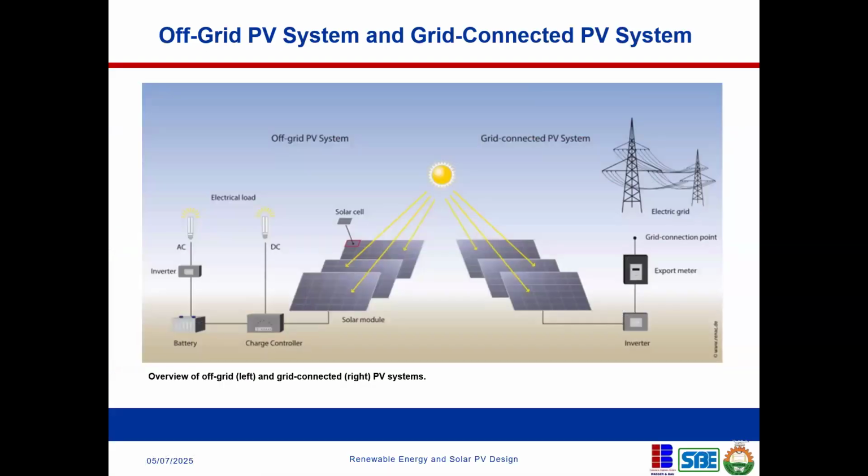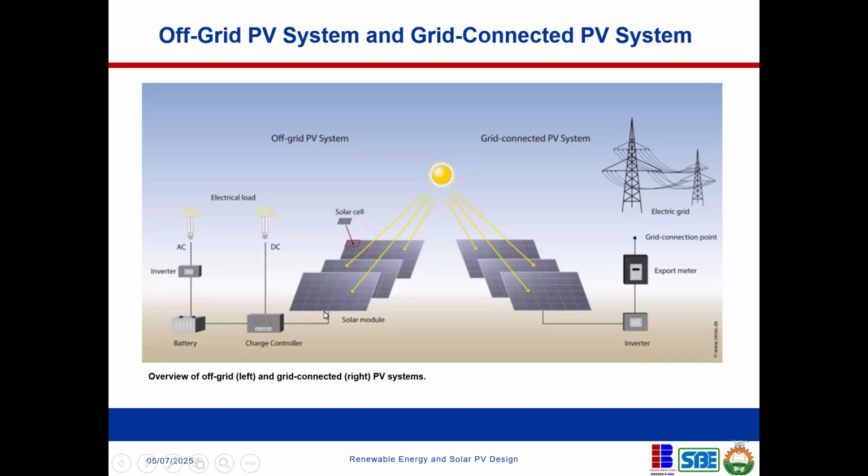So let us look at different configurations of a PV system. We have the off-grid and we have the grid-connected PV system. Let's start from the off-grid PV system. The off-grid PV system has elements like, okay, you have the sun, which is the primary source of the energy. It goes through the solar panel that converts the sun's energy into direct current, right?